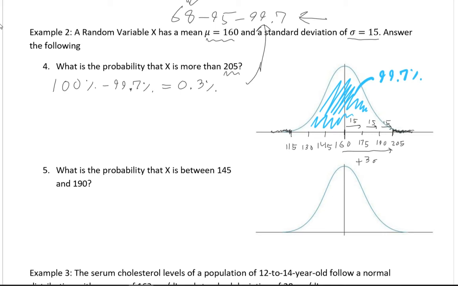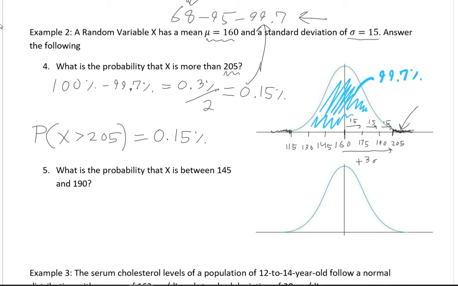Well, like the previous problem, if I just want one of these, I need to cut this in half because the data is symmetric, and we get 0.15%. So the probability that x is more than 205 is 0.15%. Or as a decimal, just to remind you how small this really is, that would be 0.0015. So a very, very small amount. All right, so this tail would be 0.15%, and likewise, this tail would be 0.15%.